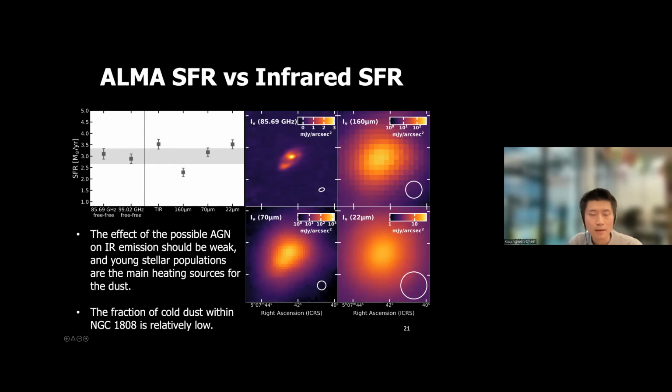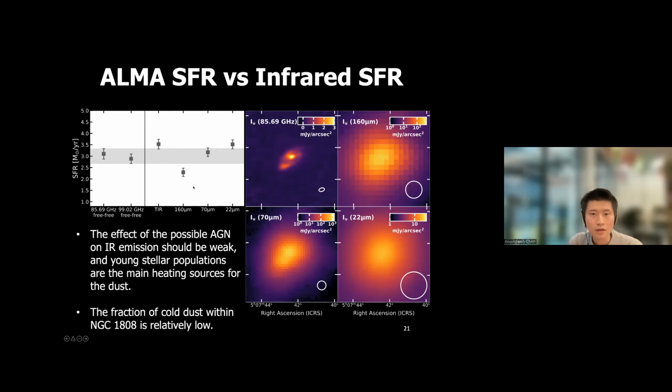Secondly, we compare the ALMA star formation rate with the infrared star formation rate, using the total infrared flux and several infrared fluxes. The consistency between the ALMA star formation rate and the infrared star formation rate shows that the effect of the possible AGN on infrared emission should be weak, because a strong AGN can also contribute to the infrared emission. If the possible AGN was a strong energy source in this galaxy, then the infrared star formation rate would be significantly higher than the ALMA star formation rate. As a consequence, the young stellar population should be the main heating source for this dust.